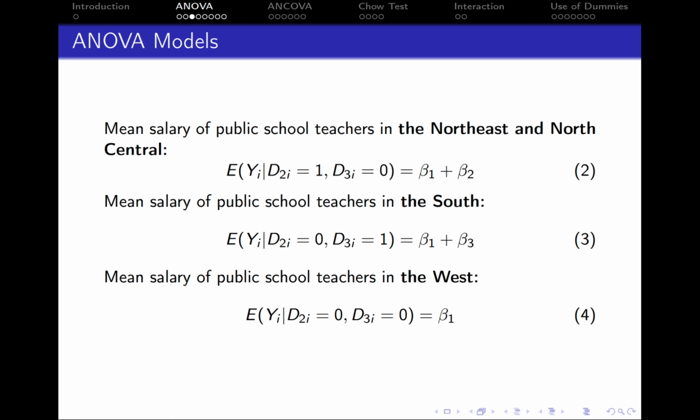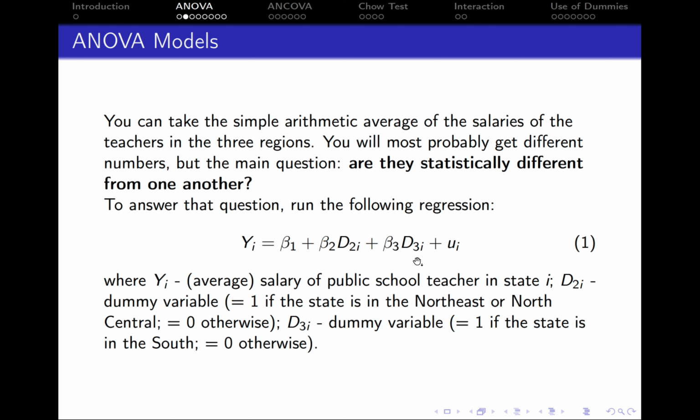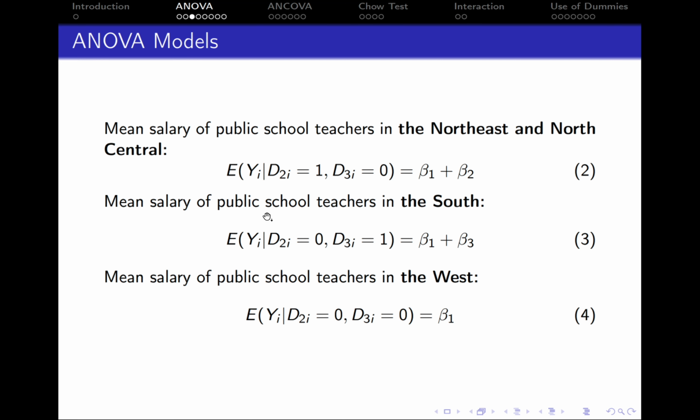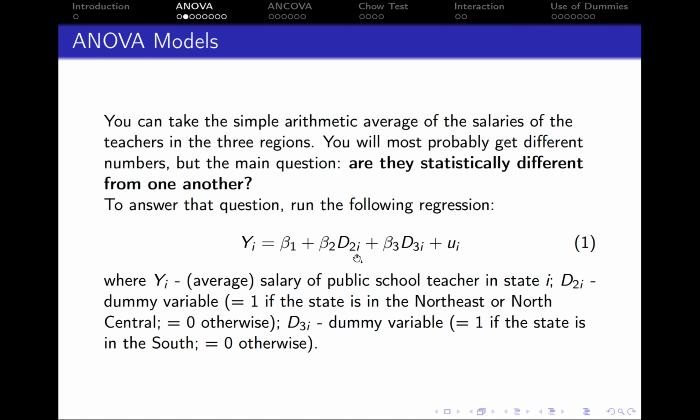On this slide, you've got the summary of what I've just said. The mean salary of public school teachers in the Northeast and North Central is just the sum of beta 1 and beta 2, because d3 is equal to 0 for the teacher in the North. So what is left is beta 1 plus beta 2 multiplied by 1. If we look at the mean salary of public school teachers in the South, we get beta 1 plus beta 3, because now d2, the dummy variable for the North, is equal to 0, and d3 is equal to 1.